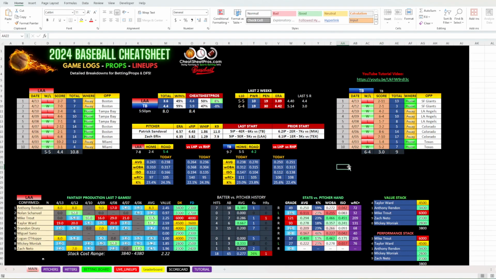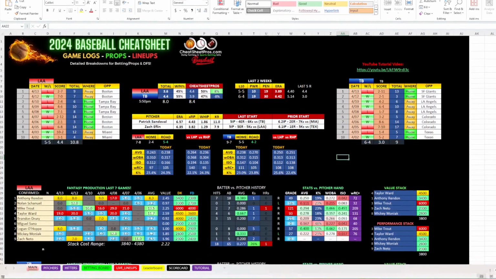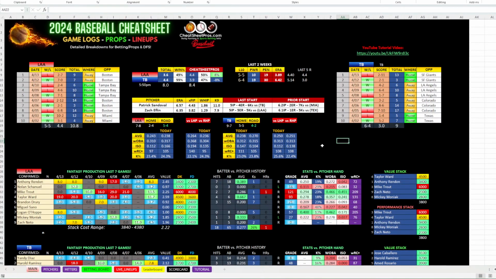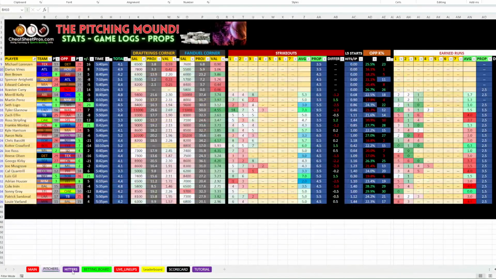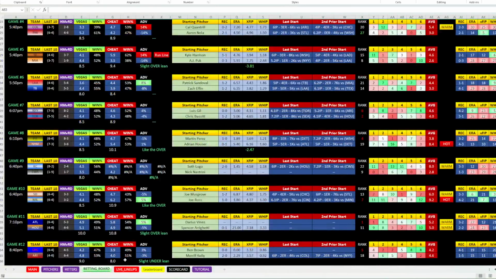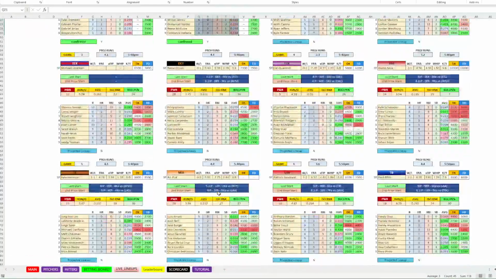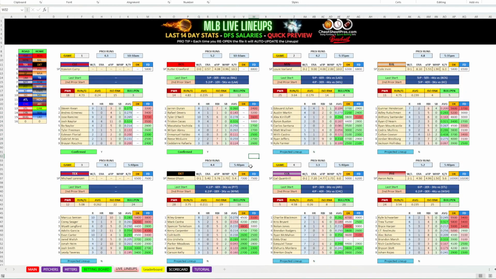So now that we've got the MLB cheat sheet up and running, I can spend a little bit more time looking at plays and doing some other things. It looks really similar to the cheat sheet of years past. We have our same pitchers, hitters tab, our betting tab. This year we added a live lineups tab. So you can see down here it either says confirmed or projected lineup. So this is the projected lineup.